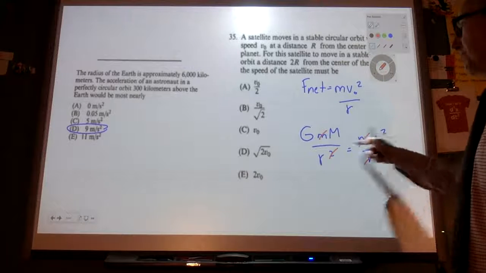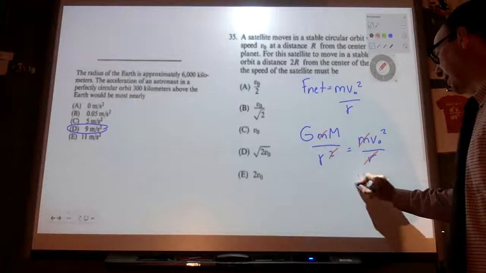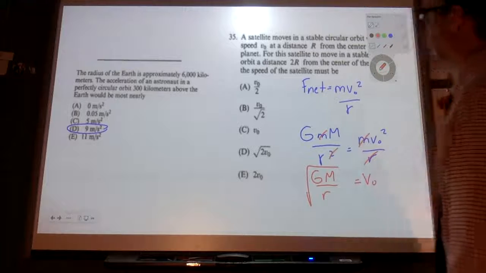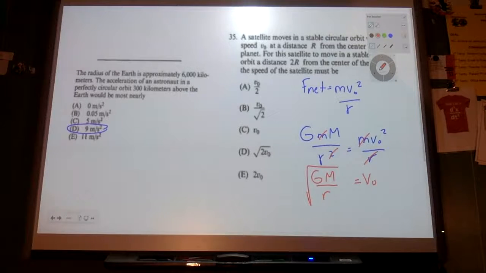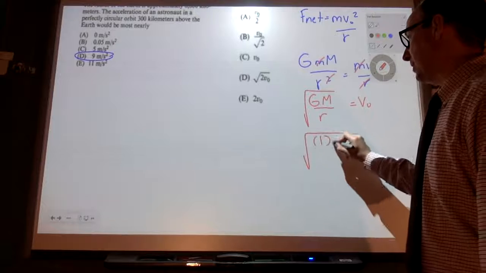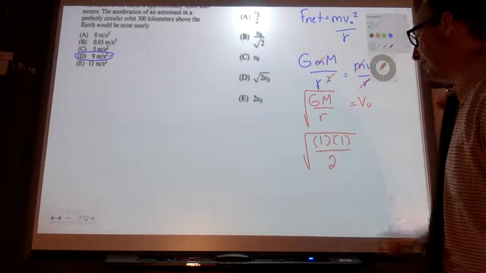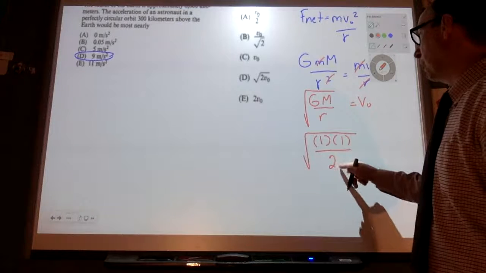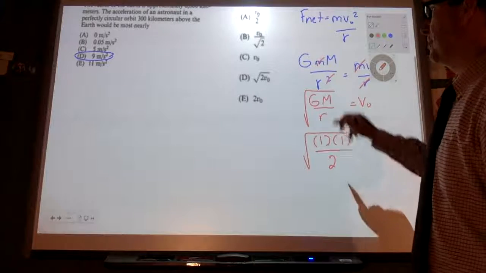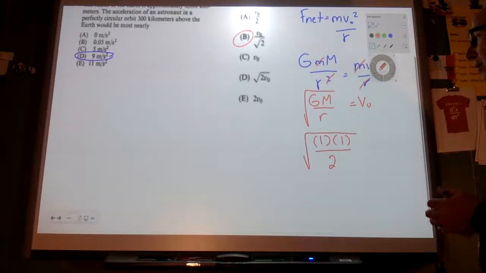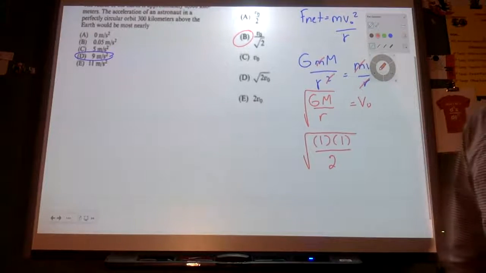I want an expression in terms of v, so I'm going to get v naught by itself, and I'm going to say that v naught is related to the square root of GM over r. So what am I doing? I'm not changing the gravitational constant. I'm not changing the mass of the planet, but I'm making the distance from it from 1 to 2. And so now I have 1 over 2. And so that tells me that I would have to multiply my v naught by 1 over radical 2 to get it to equate.